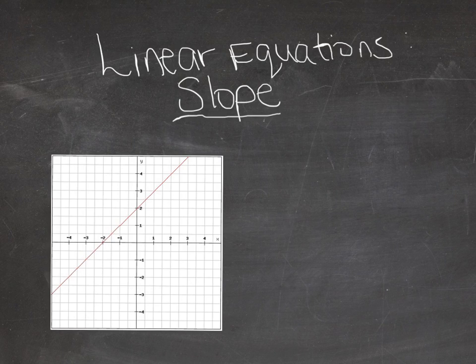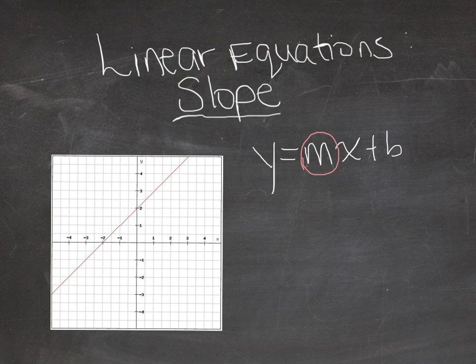This video is part of a set of videos related to linear equations, and this one will be about the slope of a line. So we saw before that we have an equation of a line, y equals mx plus b. The slope there is represented by the letter m. So how do we find the slope of a line? Well, there's more than one way to find it.